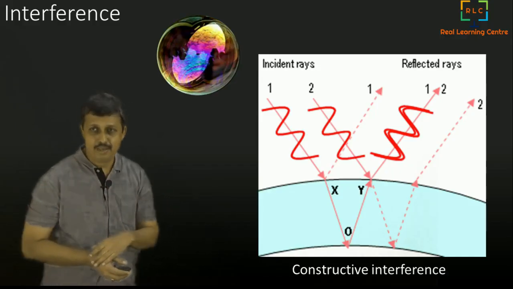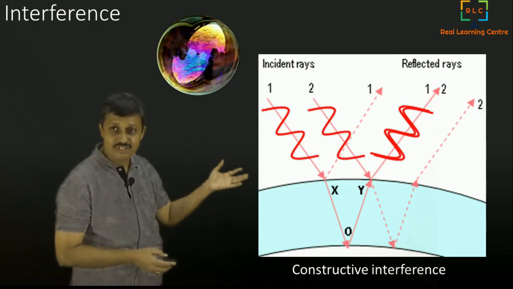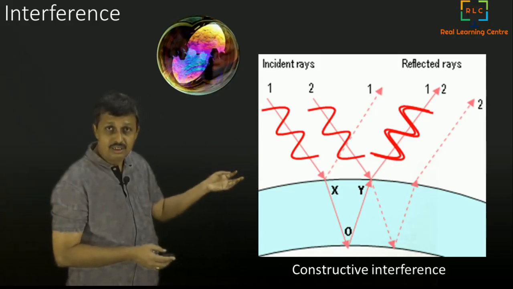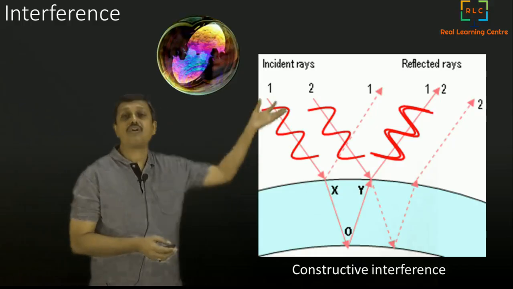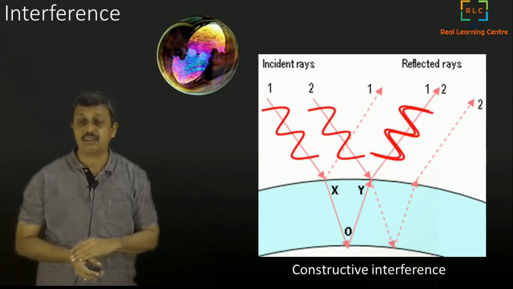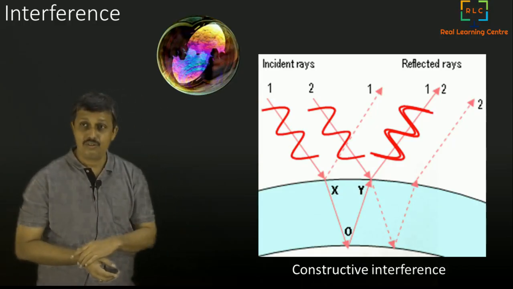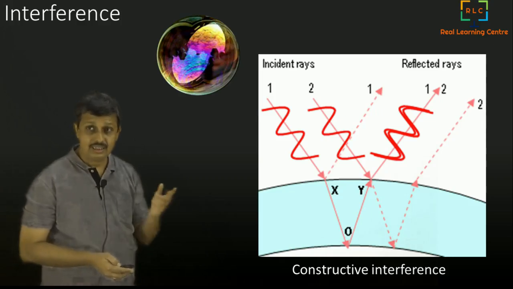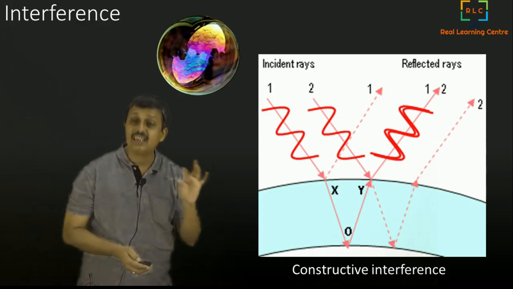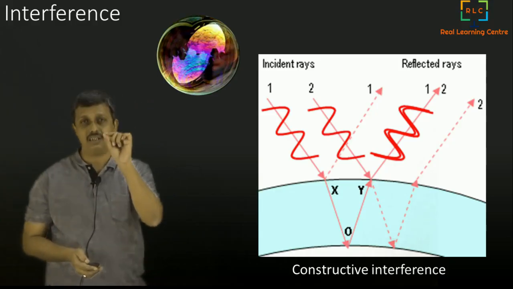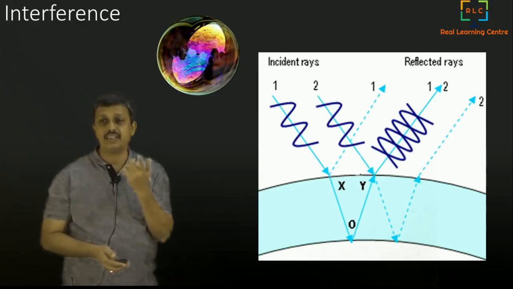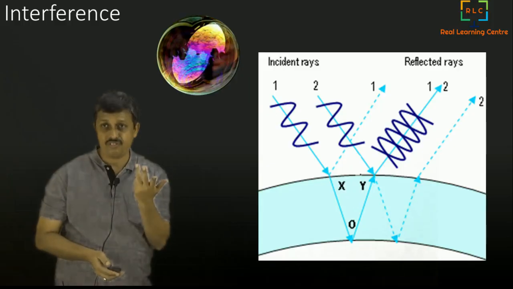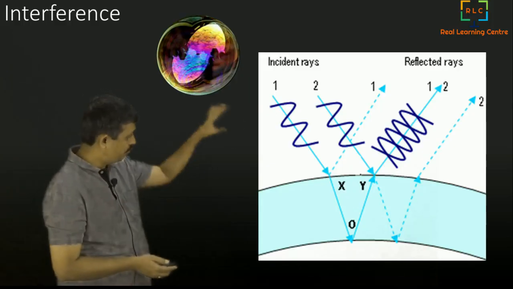That means a particular color for which this is happening actually looks brighter, more of that particular color. That is constructive interference. Whereas it is possible that the thickness is such that for a given color, it doesn't come out like that. It comes out in opposite phases. That means both of them go inside.